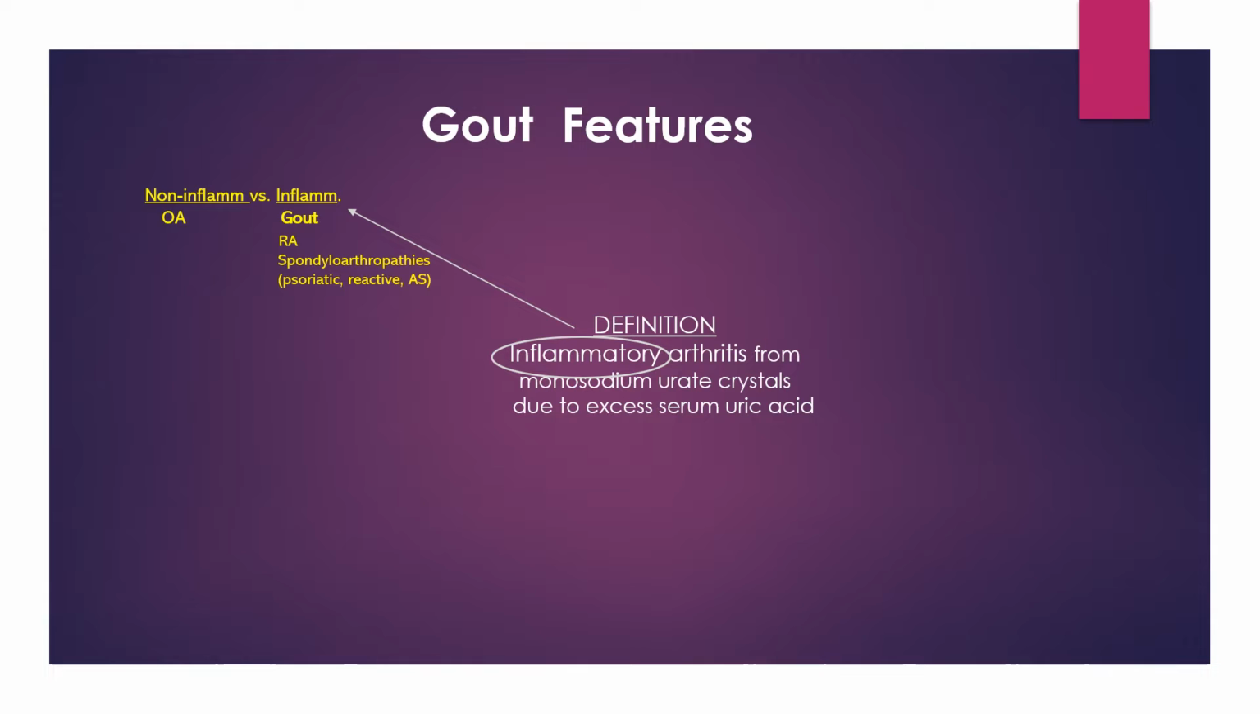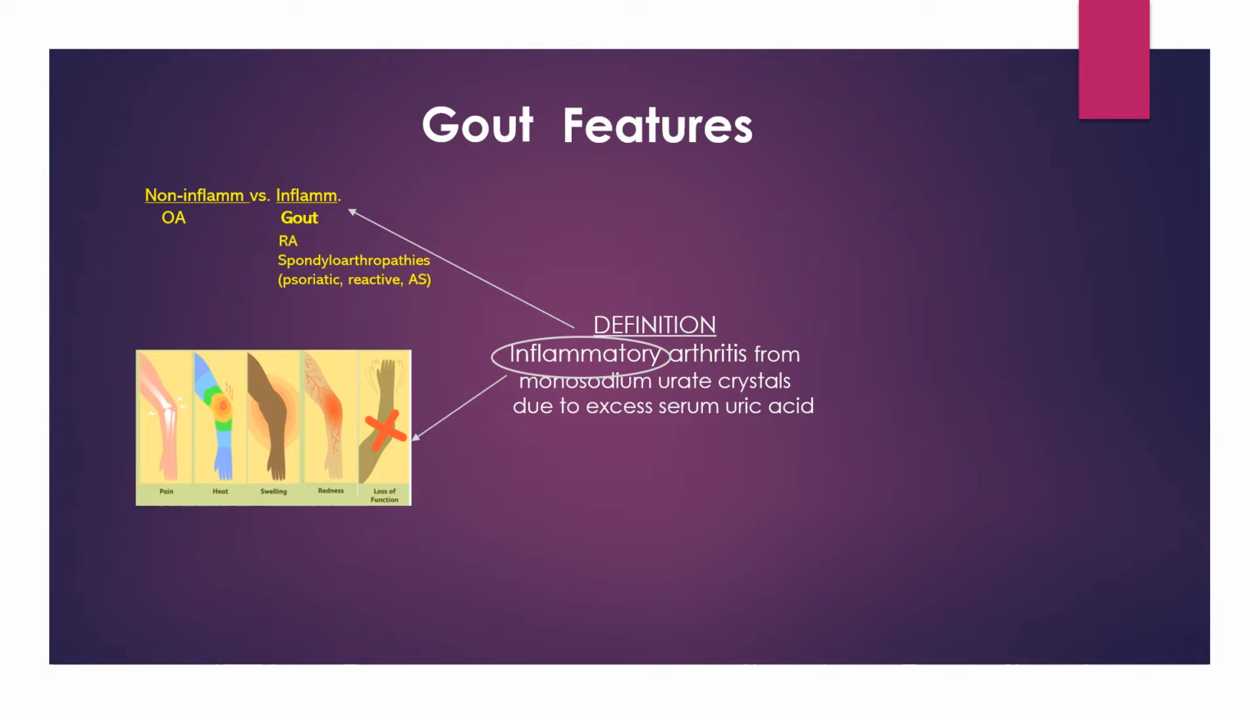So there's different types of arthritis that can be categorized as non-inflammatory or inflammatory. OA or osteoarthritis is the classic non-inflammatory one. There's other ones that can cause rheumatologic symptoms like fibromyalgia and others, acute injuries, whatnot. But this is an inflammatory one. So we see gout, rheumatoid arthritis, other spondyloarthropathies, including psoriatic arthritis, reactive arthritis, ankylosing spondylitis. So this falls in that category.